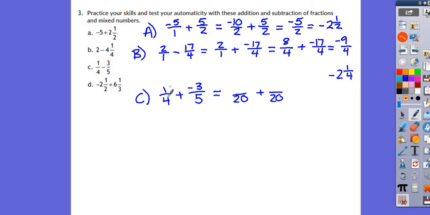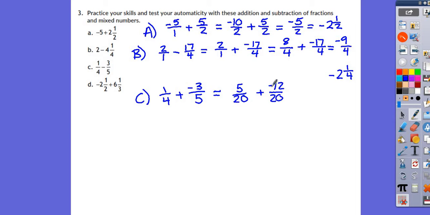So 4 times what gives me 20? 5 does. So 1 times 5 gives me that. 5 times what gives me 20? 4. So negative 3 times 4 gives me negative 12.